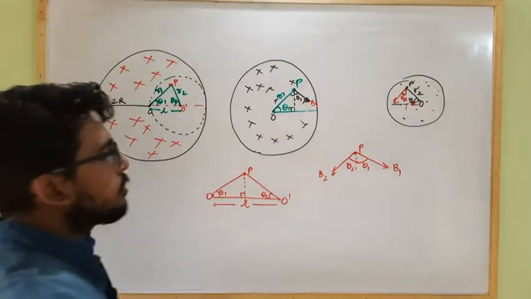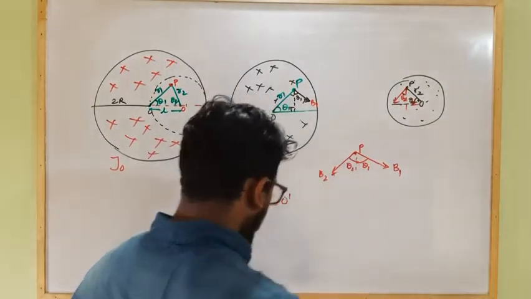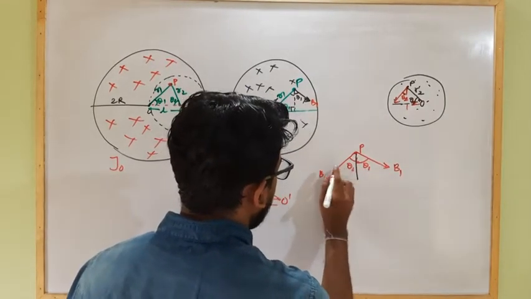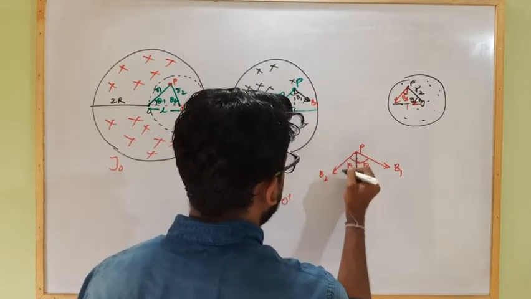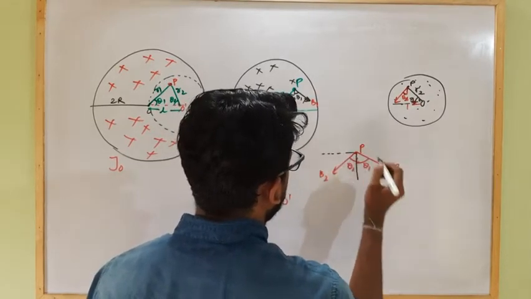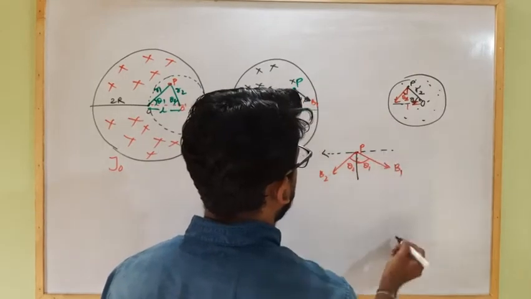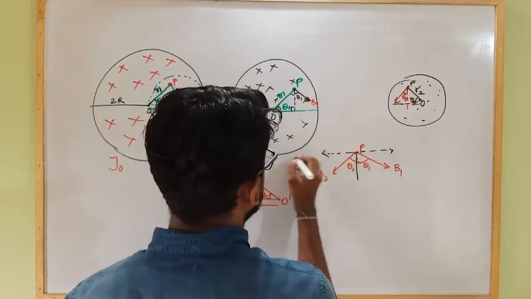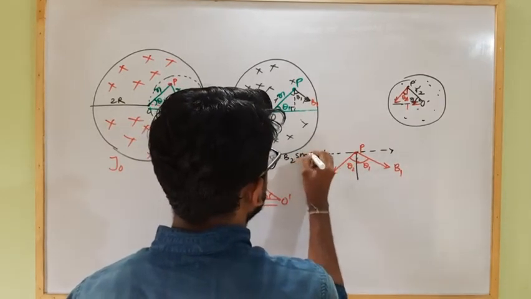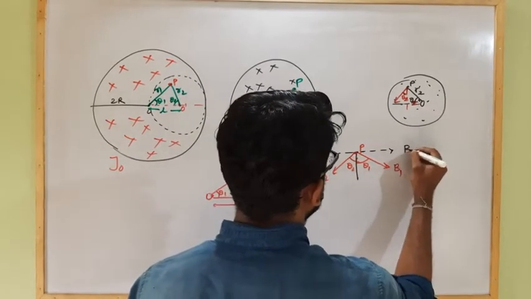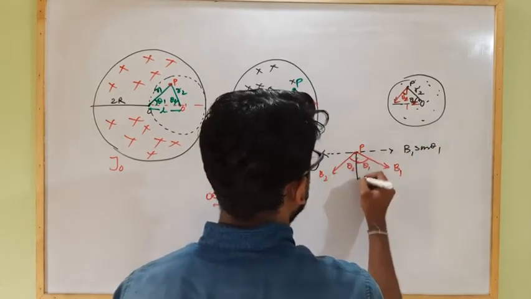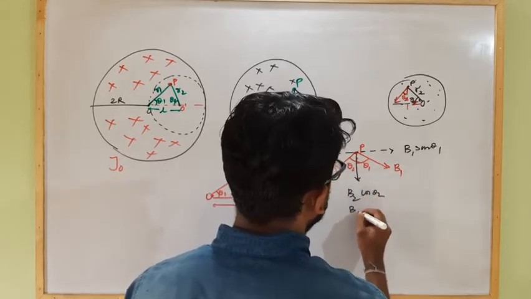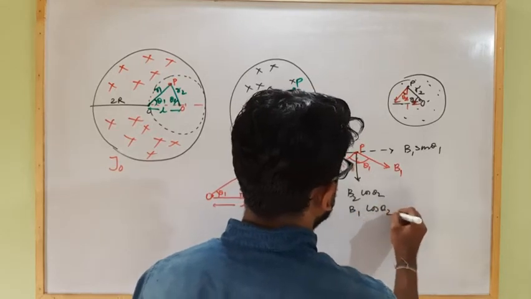Okay, so the net magnetic field strength at point P will be how much? B1 will be like this, the angle is theta 1, and B2 will be along this direction. So now split the vectors B2 and B1 into two rectangular components. The horizontal and vertical components will be like this. B2 has horizontal component B2 sin theta 2, and B1 has horizontal component B1 sin theta 1, and both have vertical components B2 cos theta 2 and B1 cos theta 1.